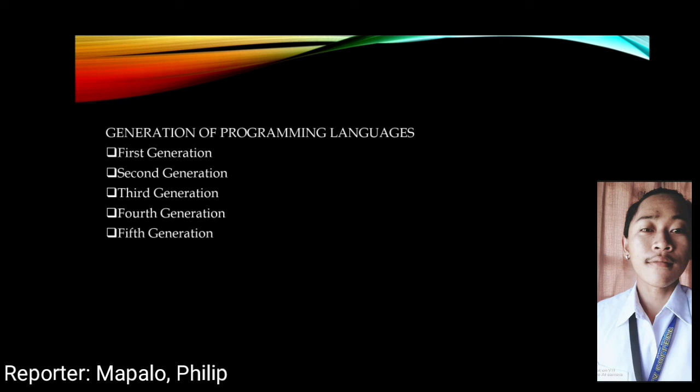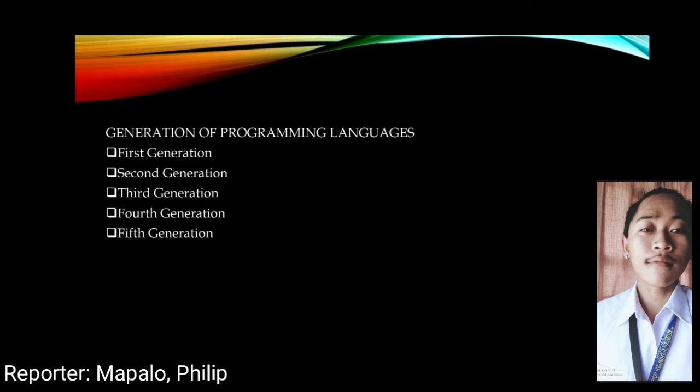Second generation. A programming language that is very similar to machine language but uses symbols instead of binary numbers. A programmer is still forced to think in terms of the small, incremental steps of machine language. An example of a second generation programming language is ALGOL 60.